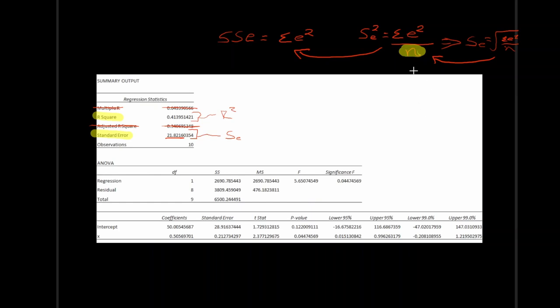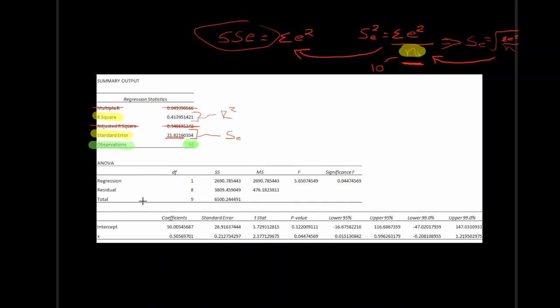Now, in order to do that, we would need to know our sample size. Well, that's our next point here. Number of observations, that's our sample size. In this case, we're running a regression based off of 10 observations. So we would have an N of 10 in this scenario.